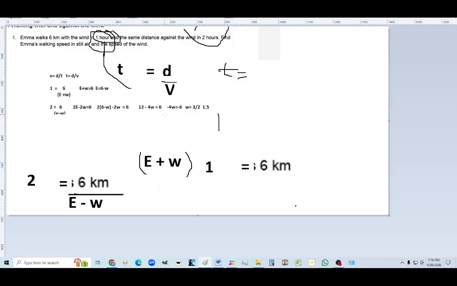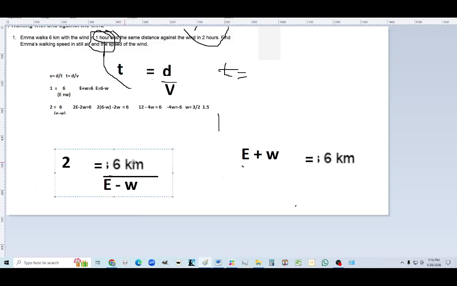Over here, we have a distribution. It's got to be 1 times each of these things. That's why we put in the bracket to remind us that we have to multiply 1 times each of these things. But fortunately, 1 times each of these things is just each of these things. So we can just ignore the 1. So we get a very simple equation. That's equation 1. The second equation, when she's going against the wind, you've got to do the same thing.